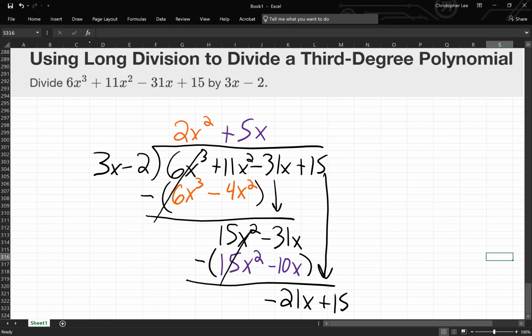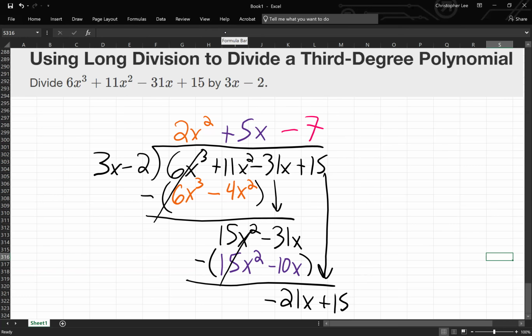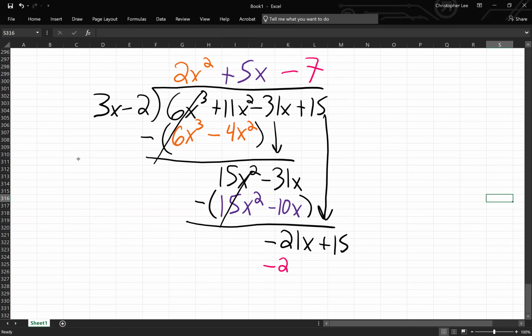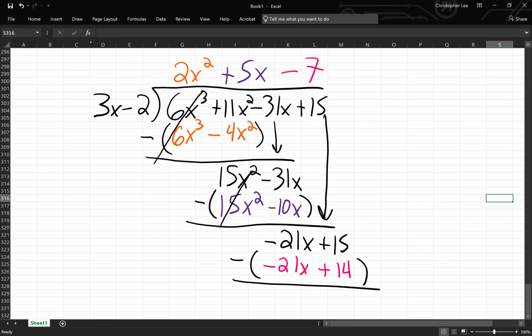Then we want to bring down that positive 15, excuse me, right? Now, 3x goes into negative 21x how many times? Negative 7. Good. Hold on, I need another color. Negative 7 times 3x is negative 21x, and negative 7 times negative 2, positive 14, right? So now I just want to subtract this. Remember this polynomial. Negative 21x minus negative 21x is 0. Very good. Now 15 minus 14.